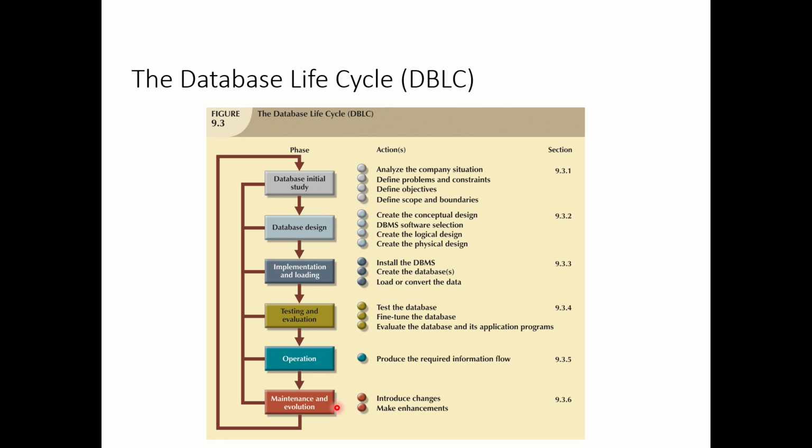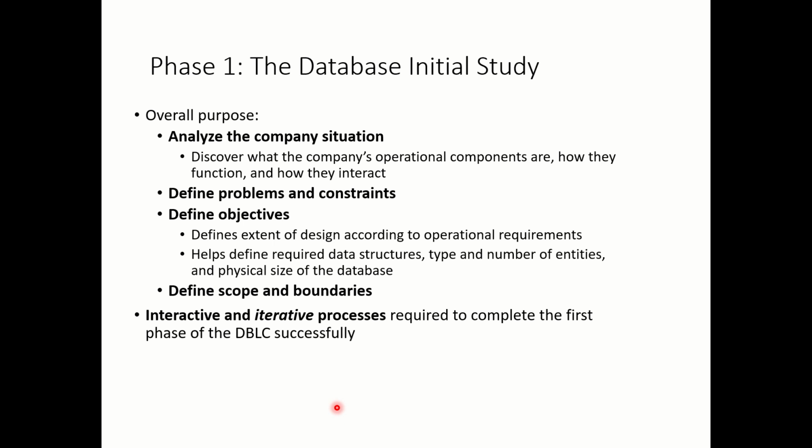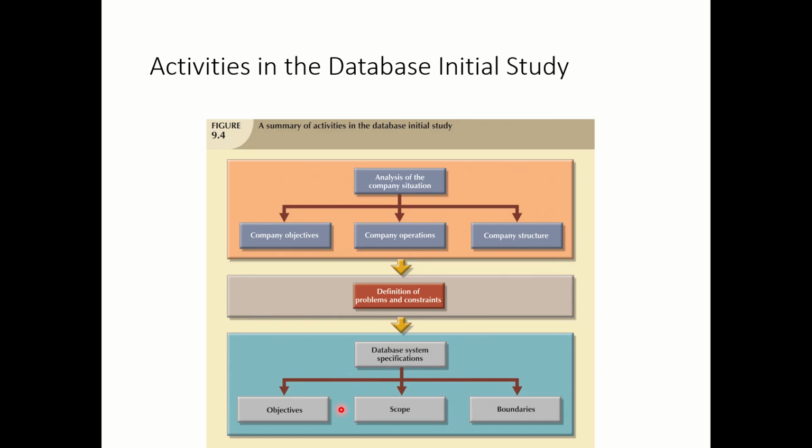When you look at this cycle in detail, it is all the same. You need to identify the company's situation and come out with the problems and objectives, and it is an iterative and interactive process which has to keep flowing again and again to curate it. In this structure, you will have your company objectives, operations, and company structure, and based on all of those, you will come out with your problems and constraints. Then you will come out with your database specification and system specification, like the objectives, scope, and boundaries.